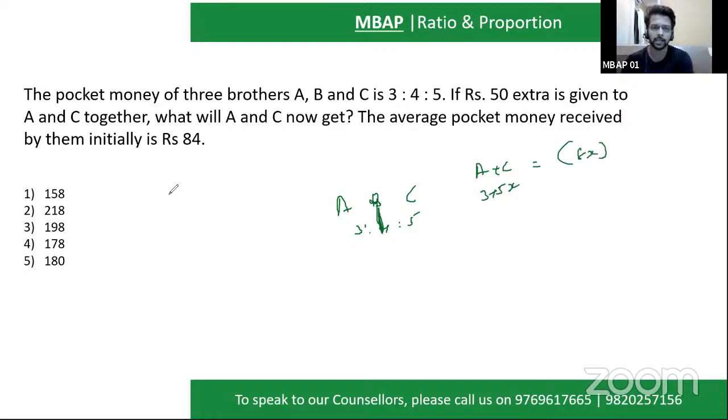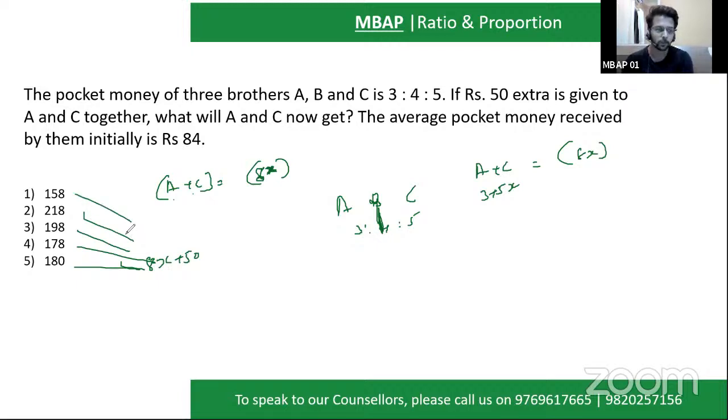Ideally, the original total of A and C will be a value which is divisible by 8, right? So all the possible options are in the form of 8x plus 50.